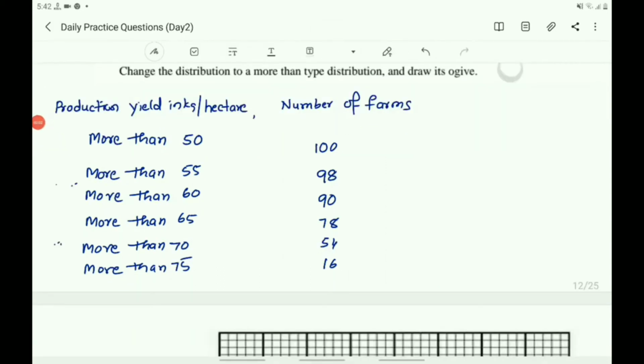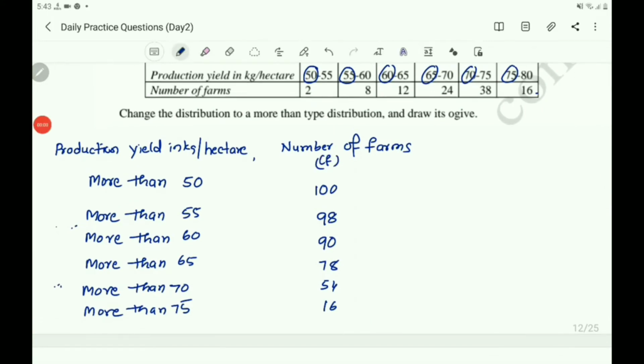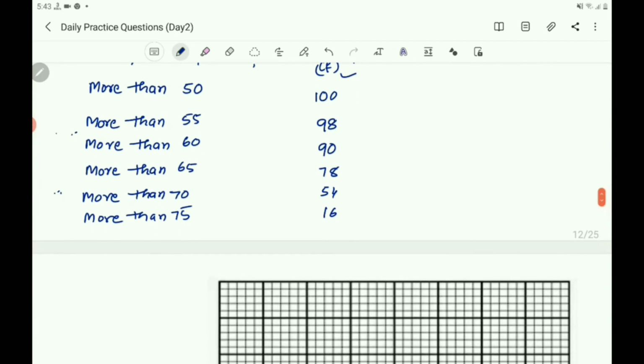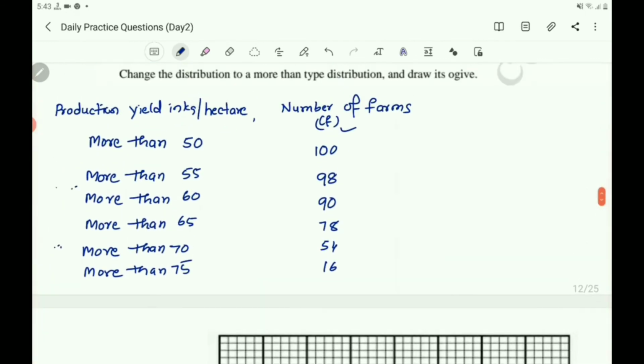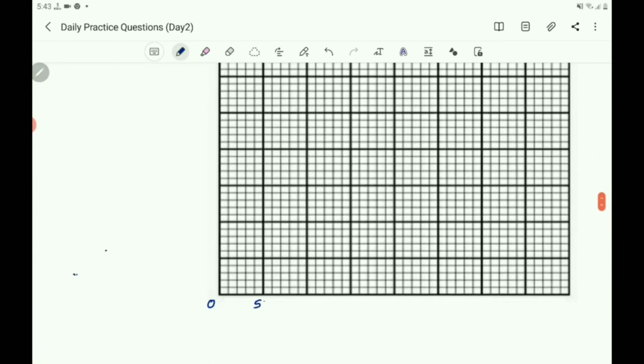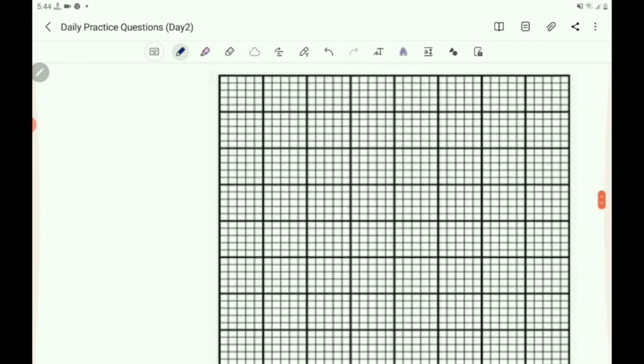To draw the more than type ogive, take the lower limit on the x-axis and the cumulative frequency, that is the number of farms, on the y-axis. So let us come to the graph here. You take the origin, and it starts from the lower limit 50, 55, 60, 65, 70, 75. Let us write here 50, 55, 60, 65, 70, 75, 80, 85. And here it starts from 0 to 50. So let us use the abstraction here.